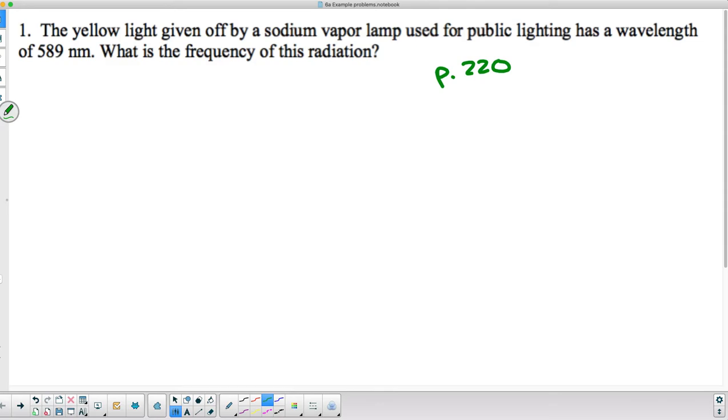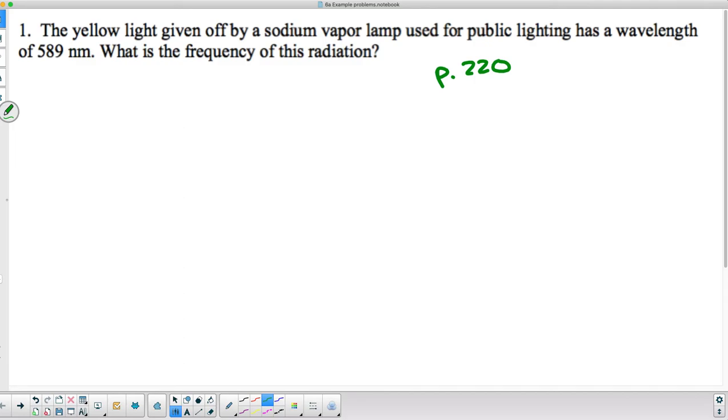They show you a way to do it. I'm going to show you basically the same thing, but the way I would do it. If you have questions about where I'm getting the numbers from, take a look at page 220, and then of course ask me in class if you have any issues. The yellow light given off by a sodium vapor lamp used for public lighting has a wavelength of 589 nanometers.